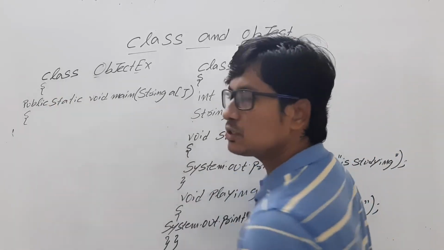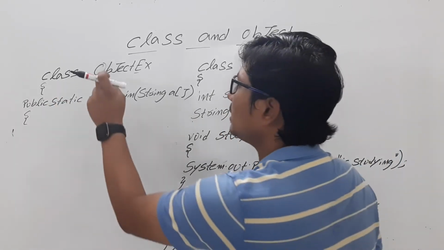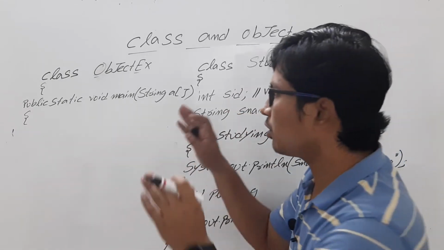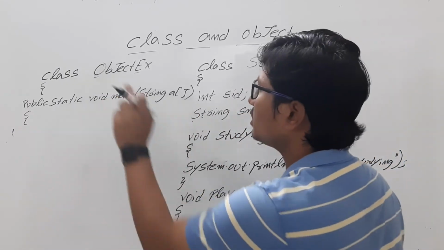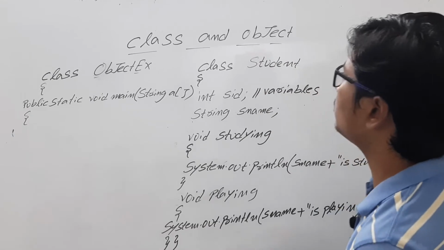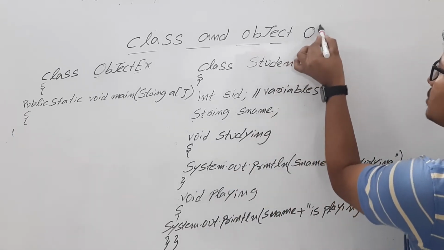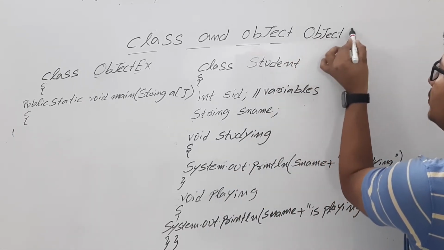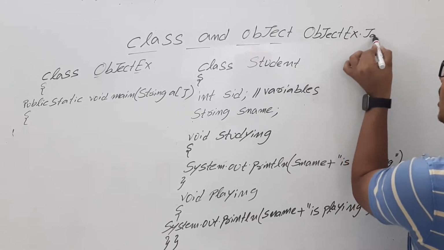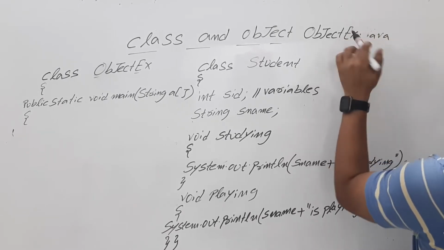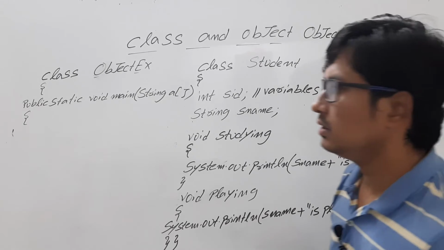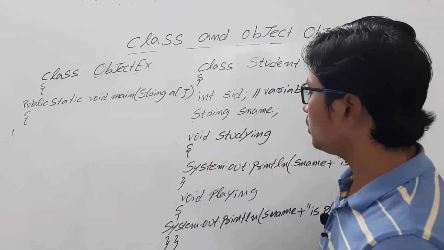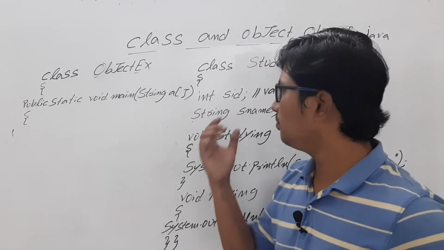Now this class we will call a driver class. From there the program execution will start. So if you are saving this program, what is the way you will save? You will save it as capital O ObjectEx.java, where j should be lowercase. Okay, is it clear? So now I want to create an object for the particular class.